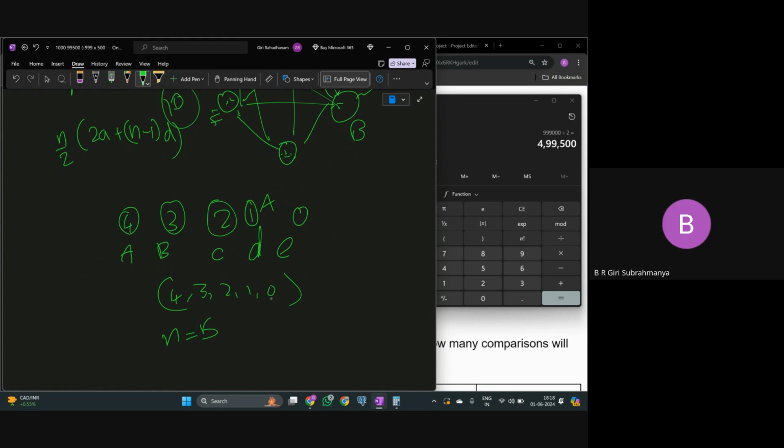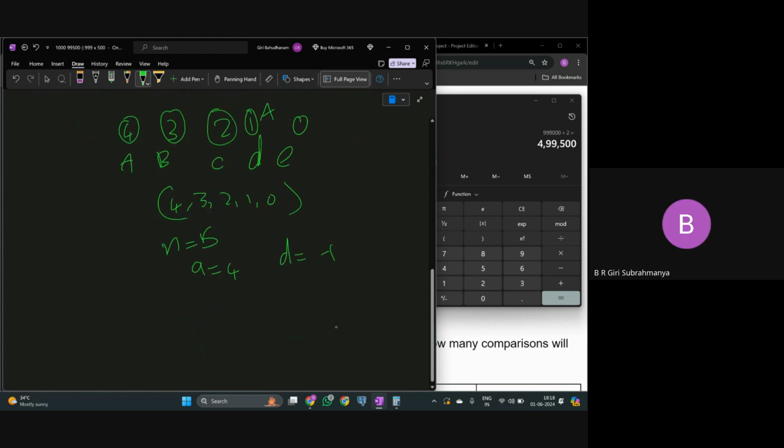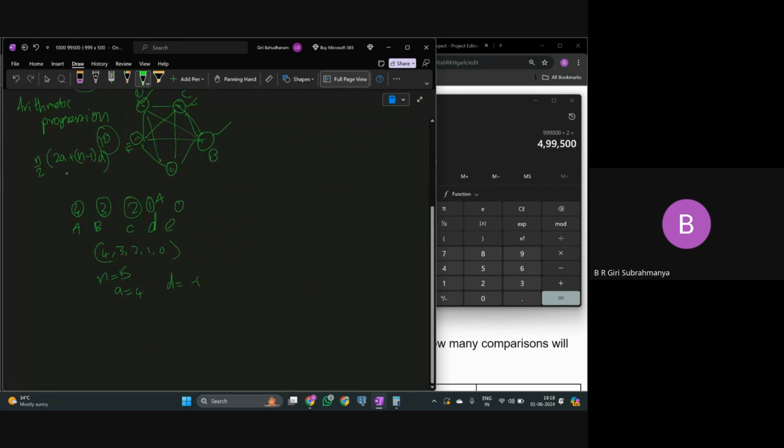Yes, sir. Now n is 5. A is 4. What is d? Is the sequence increasing? -1, sir. Yeah, -1. So when you plug these things into the formula, what will you get? N is 5. 5 by 2. 2a is 2 times 4, which is 8. Plus n minus 1, 5 minus 1, 4. 4 into -1 is minus 4. So 8 minus 4 is 4. Outside you have 5 by 2. So 5 by 2 into 4 will become 10. Right?